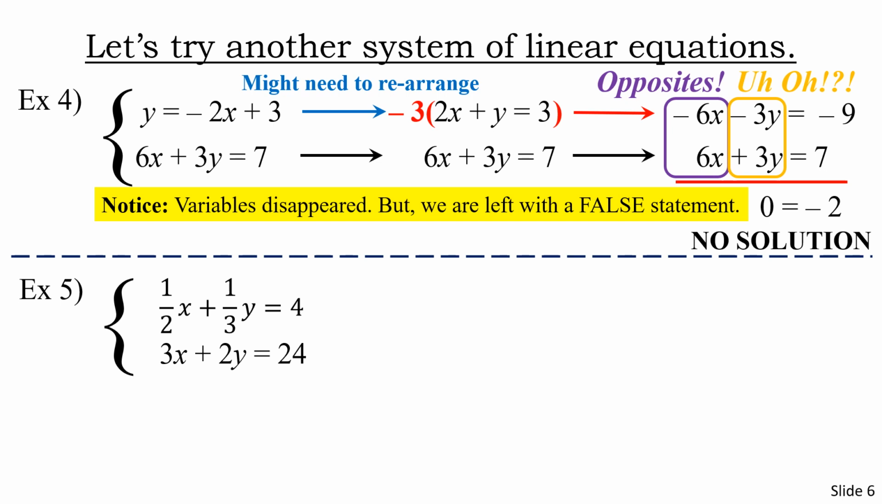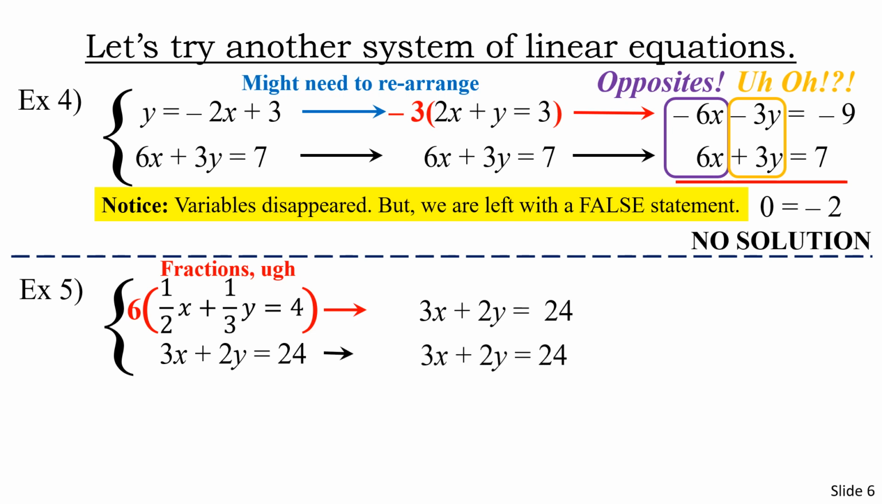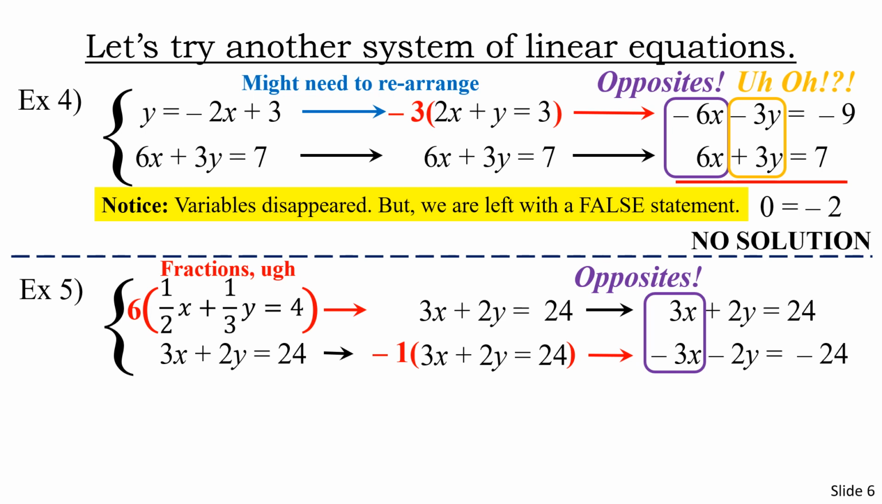Oh, drats, I got fractions. We don't like fractions. Let's clear those fractions first. So I'm going to multiply by 6 to get rid of those fractions. Oh, whoa. That's interesting. So I'm not given any opposites, but I can make them easily by multiplying one of the equations. I'm going to choose the bottom one by negative 1, which now gives me opposites. And just like before, everything canceled. But in this case, I got a true statement.